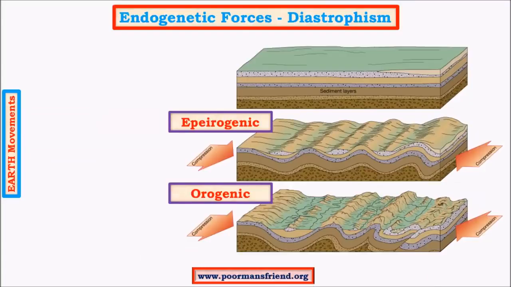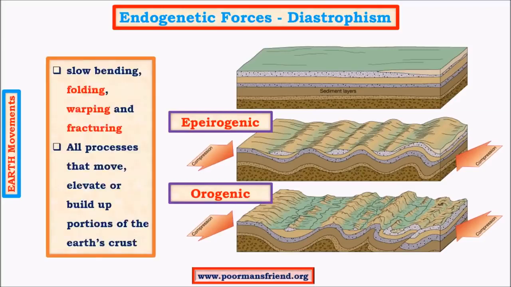So in endogenetic forces, the first one is diastrophism, which are slow movements. Diastrophism is nothing but slow bending, folding, warping and fracturing of the earth's surface. So these terms are the basic for our study of geomorphology.